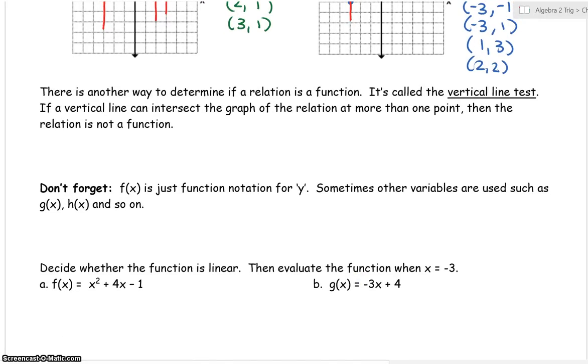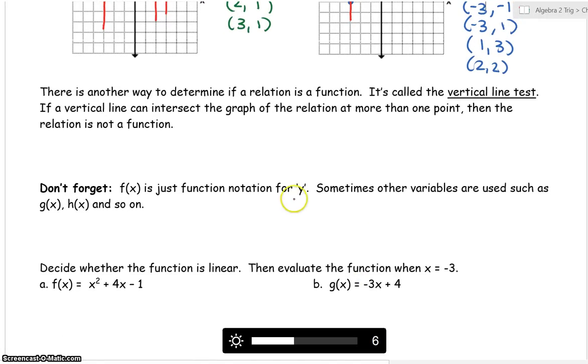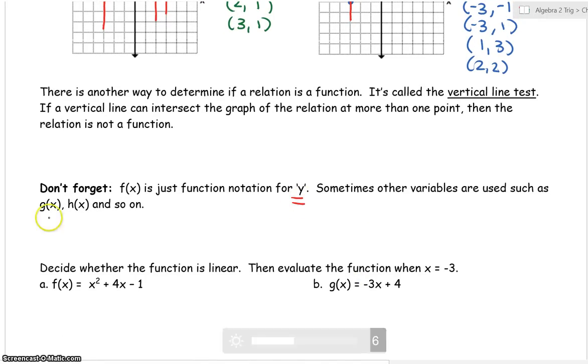It says, don't forget, f of x is a function notation for y, because sometimes we can use g of x, h of x, and so on. So remember that really quick as we continue the lesson.